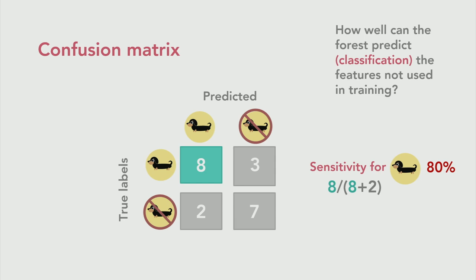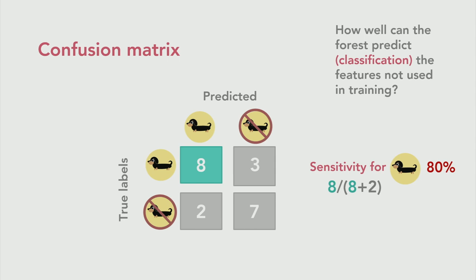For sensitivity, it's going to tell you, so in this example, we're predicting if something is a dachshund or not a dachshund. So you can see in the predicted column, it predicted dachshund 10 times, 8 and 2. Out of the 10 times that it predicted dachshund, 8 times were correct. So that means it has a sensitivity of 8 over 10, or 80%.